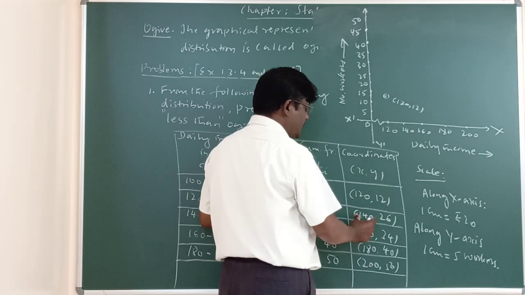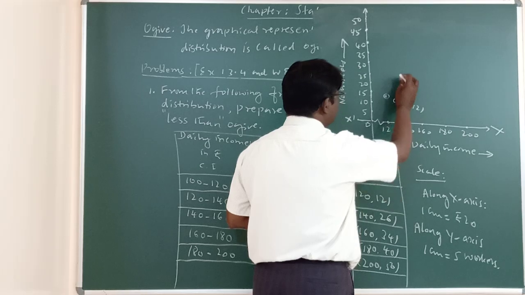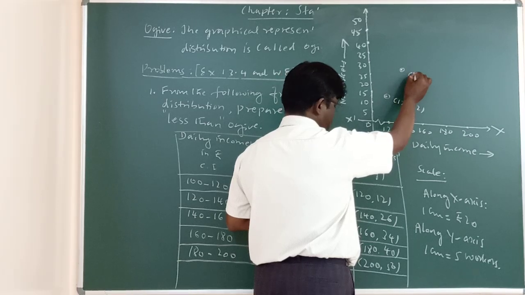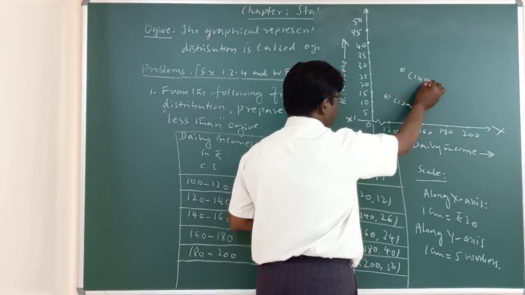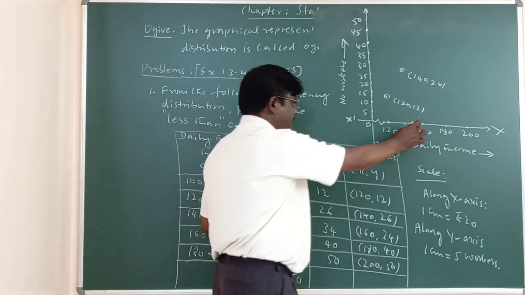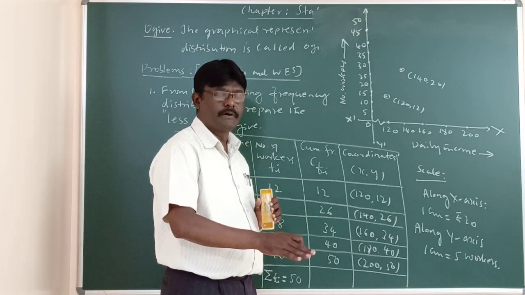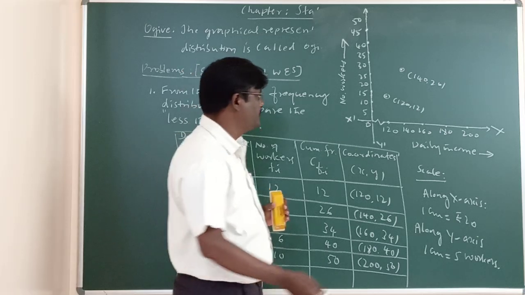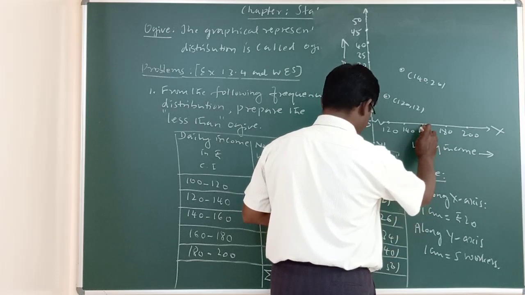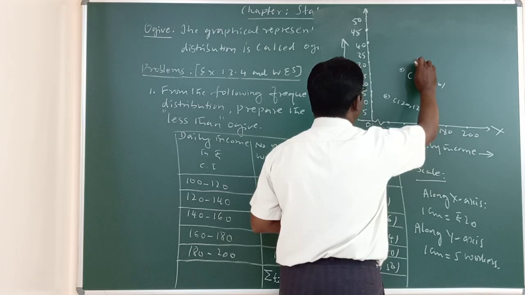Next, now let us take 140, 26. After 25, 2 divisions. So therefore, 140, 26. Next, 160, 34. 34 means what? 30 plus 4. 4 means 4 twos are 8, 8 divisions. Therefore, here 160, 34. After 30, it comes 8 divisions.